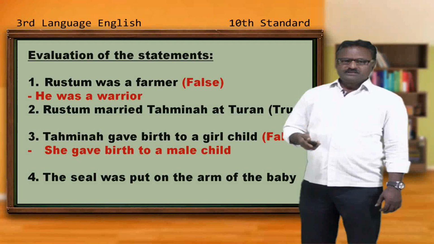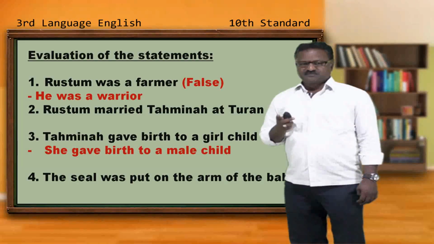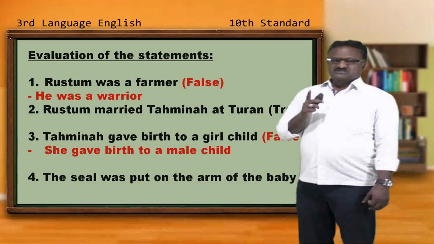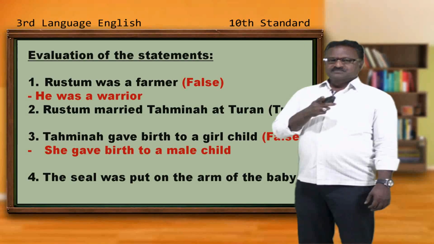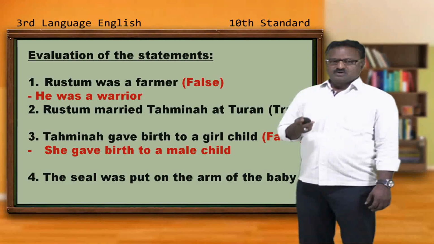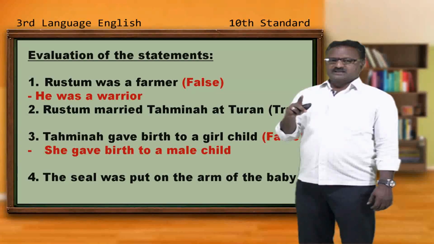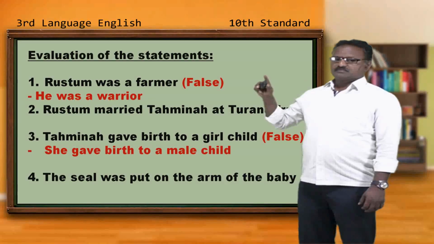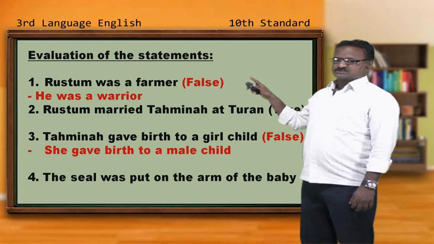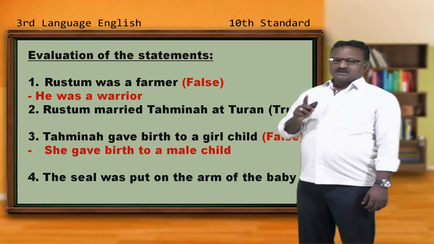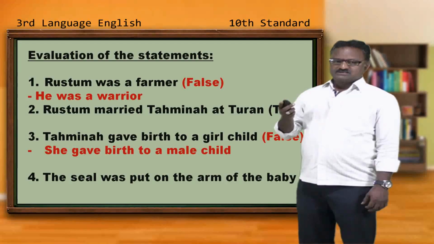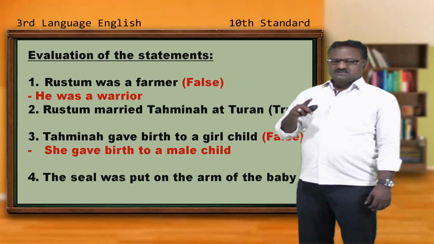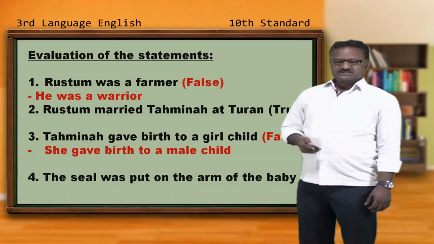Now we shall go to the answers. The first one is a false sentence. Rustam was a farmer is a false sentence. Now the correct sentence is he was a warrior. Second one, Rustam married Tahamina at Turan. It's true. The third one, Tahamina gave birth to a girl child. It's false, and she gave birth to a male child. The next one, the seal was put on the arm of the baby. This is a correct statement.